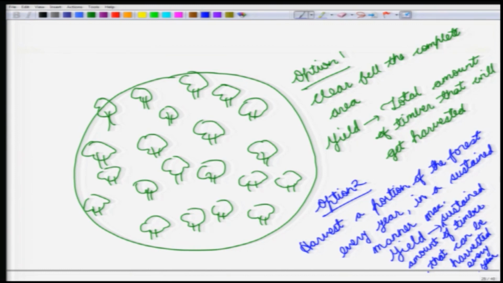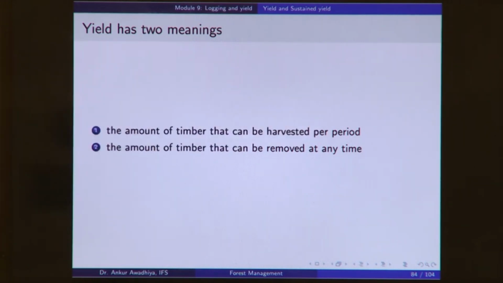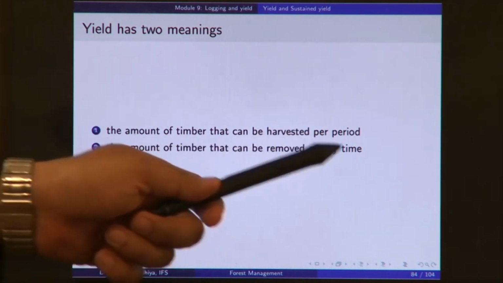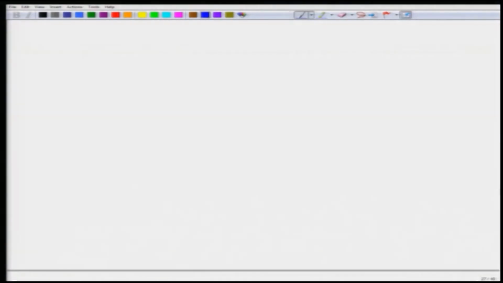The first meaning is the amount of timber that can be harvested per unit period. Generally, this period is taken to be 1 year. So, the amount of timber that can be harvested every year, or the amount of timber that can be removed at any time. So, at any time, it means that we are taking a snapshot and we are asking the question, what is the total amount of timber that I have. To understand this problem, suppose you have deposited 100,000 rupees into your bank account, and this bank is giving an interest at the rate of 10% per year.